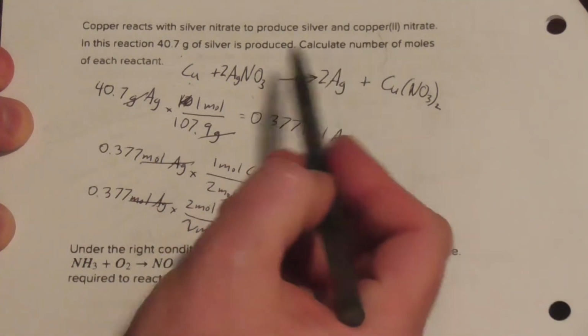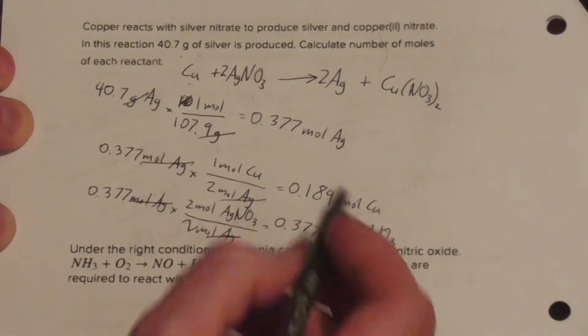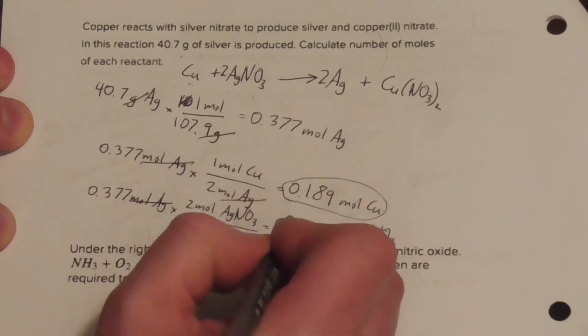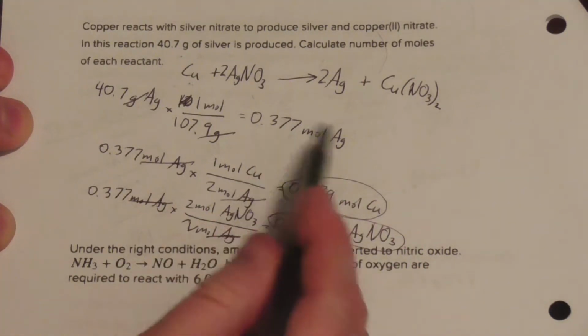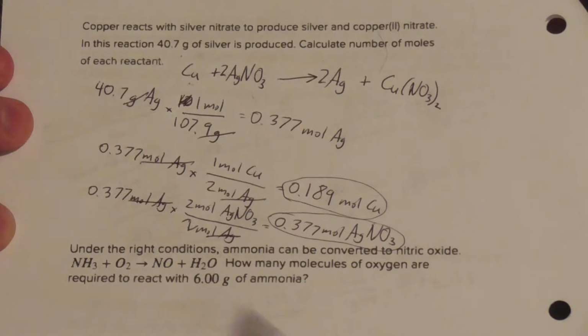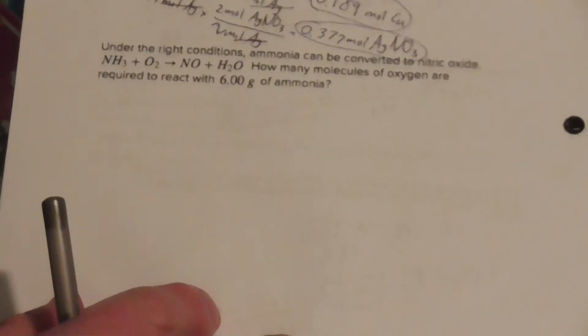It says, calculate the number of moles of each reactant. My reactants are copper and silver nitrate. I have my moles of copper, I have my moles of silver nitrate. That tells me that I did everything that I needed to do. The next one is not a balanced reaction. I think I have to focus a little bit better.